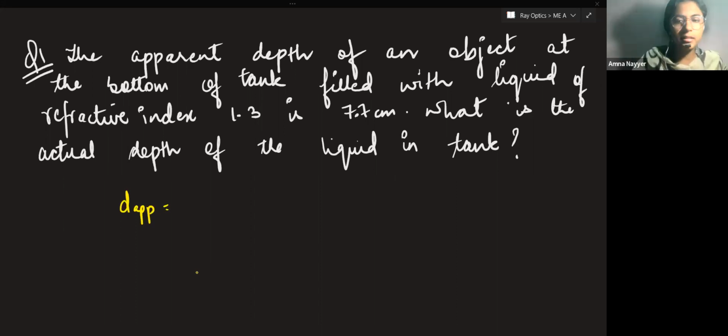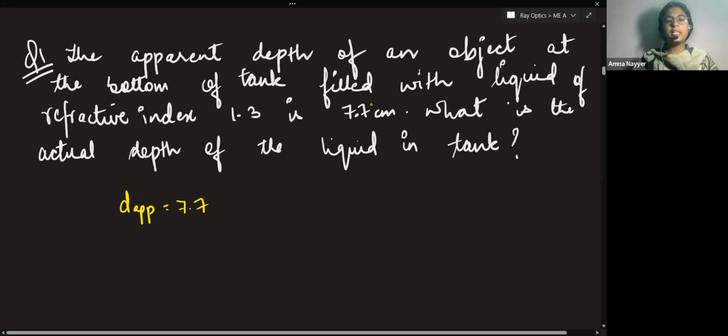1.3 into 7.7. How much are you getting? Just write down the answer in the chat box. Your voice was unclear. So apparent depth is given as 7.7.